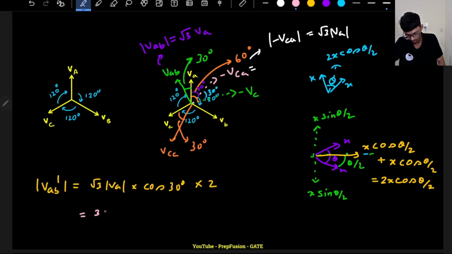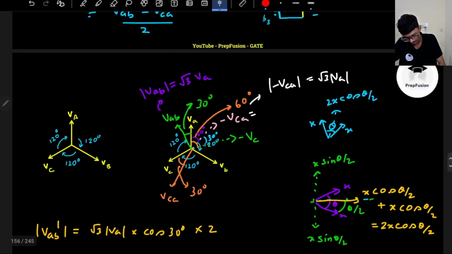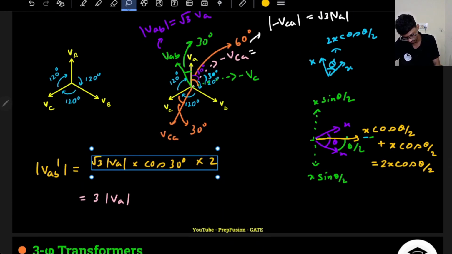So this value will come out to be root 3 into magnitude of VA. That is what my value comes out to be. Am I correct here? This is my VAB, sorry. Don't forget there is a divide by 2 here as well. So whatever this value comes out, I have to divide this by 2, right?